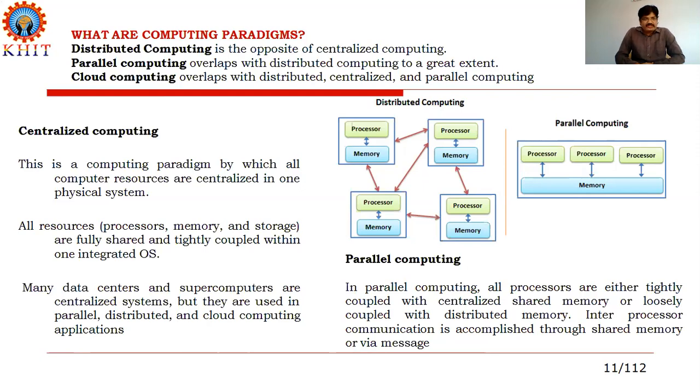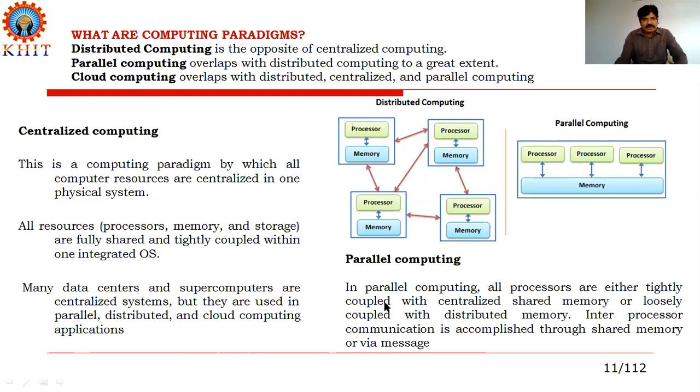So now we will discuss centralized computing. What does centralized computing mean? Centralized computing is a computing paradigm by which all computer resources are centrally connected physically to a particular system. In centralized computing, we maintain only one server, and many client systems are well connected to the server through a single network. Many data centers and supercomputers are centralized, but they are used in parallel, distributed, and cloud computing applications over the internet. In centralized computing, resources like processors, memory, and storage are fully shared and tightly coupled, integrated with the operating system.